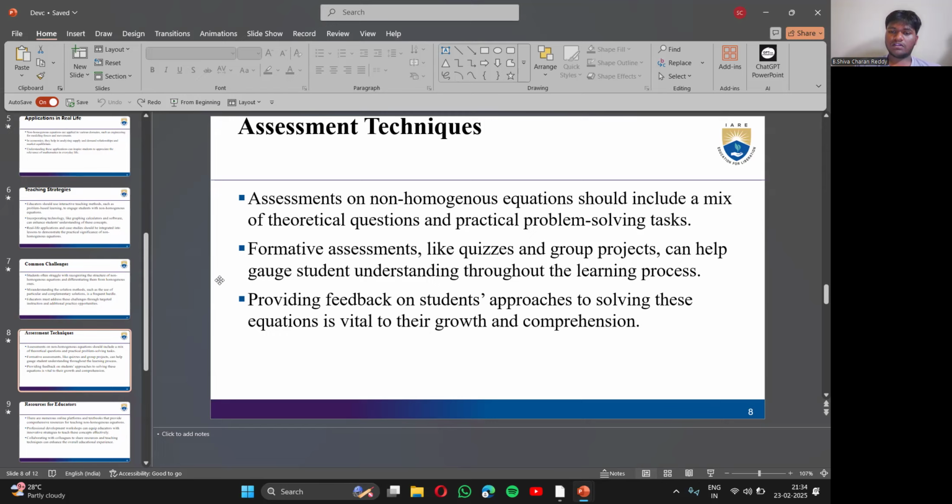Providing feedback, students asking teachers, or teachers asking students to provide feedback, may help the teacher see how they are viewing the concept. If there is any misunderstanding they are having, teachers can resolve it to improve their understanding and also improve the comprehension of the topic.